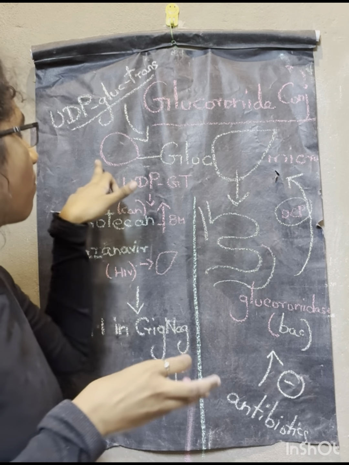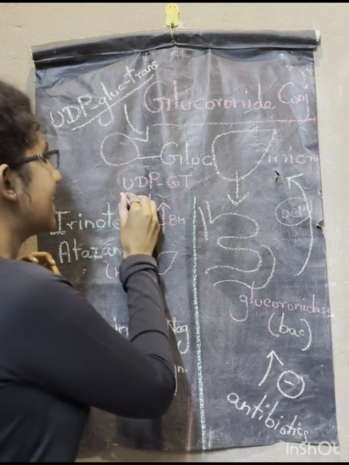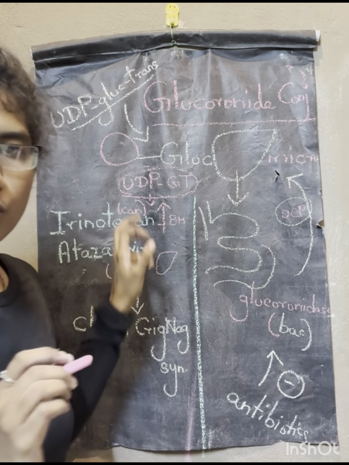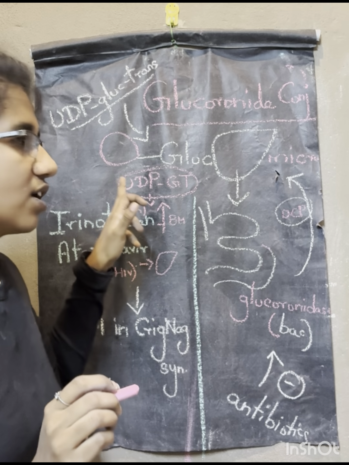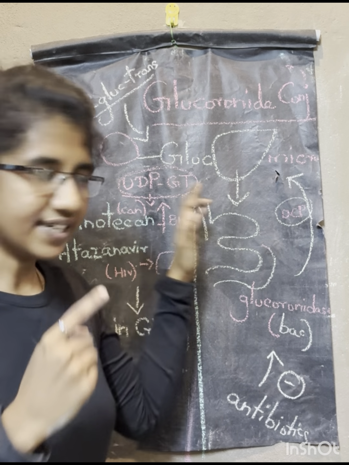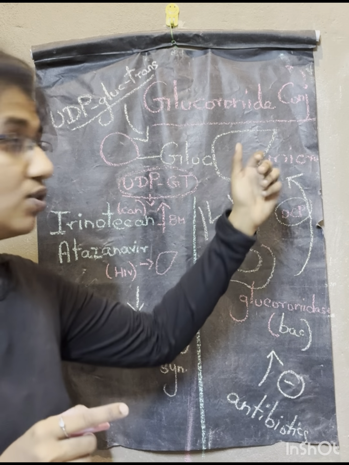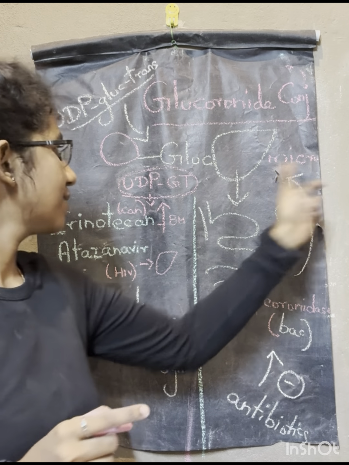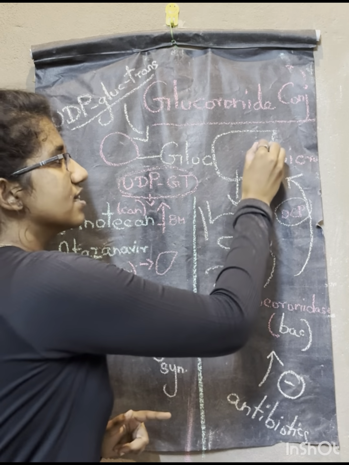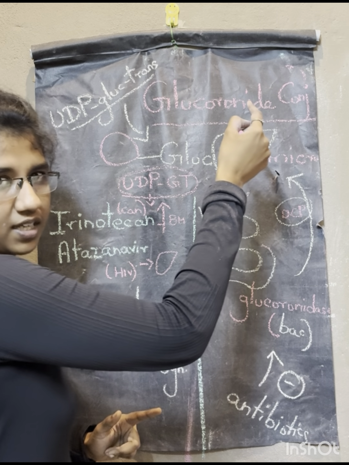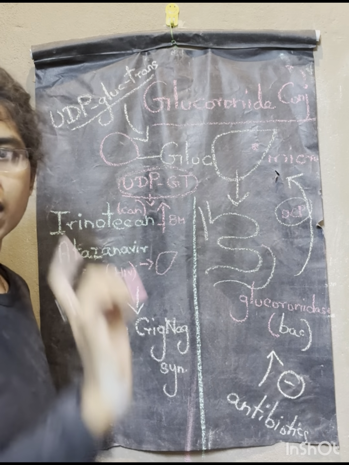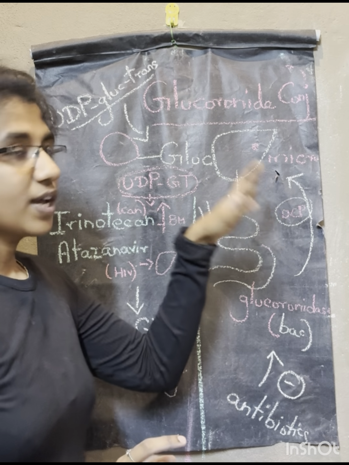For adding that molecule, the enzyme that mediates the reaction is UDP glucuronyl transferase, that is uridine diphosphate glucuronyl transferase. This enzyme is present in the liver. So it is a microsomal enzyme. That means this enzyme is present in the smooth endoplasmic reticulum. So why is it important?